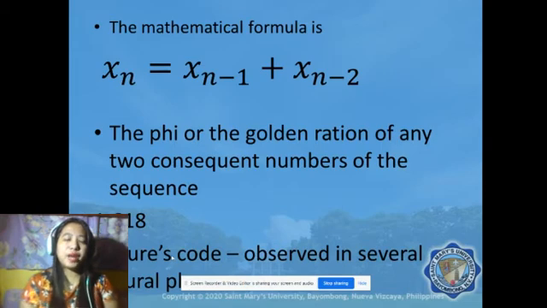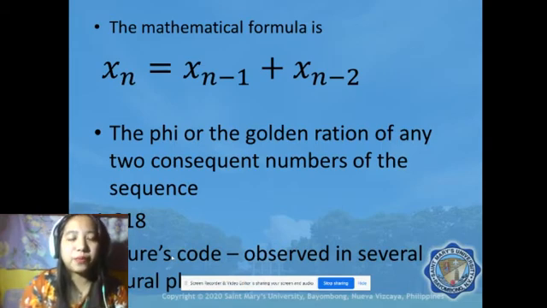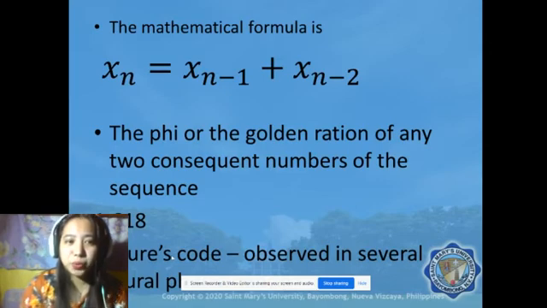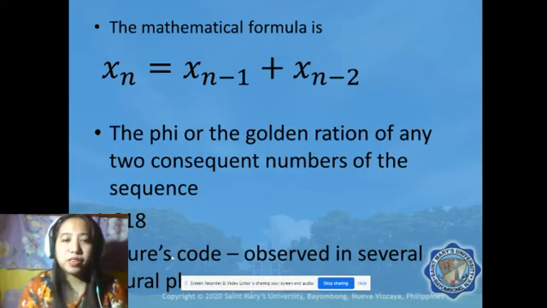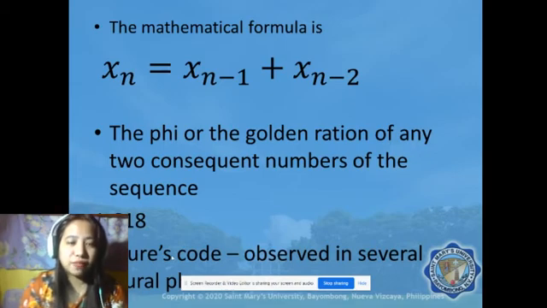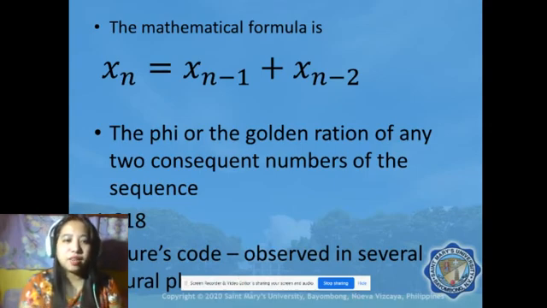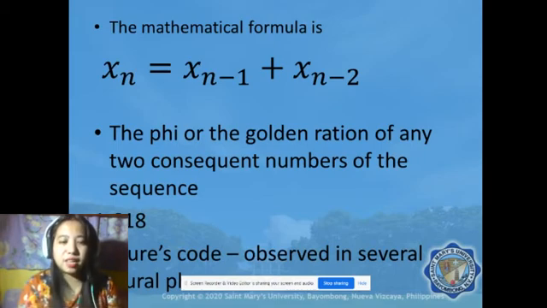In mathematical formula, we can write the Fibonacci sequence, or rather Fibonacci number, as x sub n is equal to x sub n minus 1 plus x sub n minus 2. So that's actually the two previous numbers to get x sub n. The phi, or the golden ratio, of any two consecutive numbers of the sequence is 1.618, and this is the golden ratio. It's also called nature's code because it's observed in several natural phenomena.